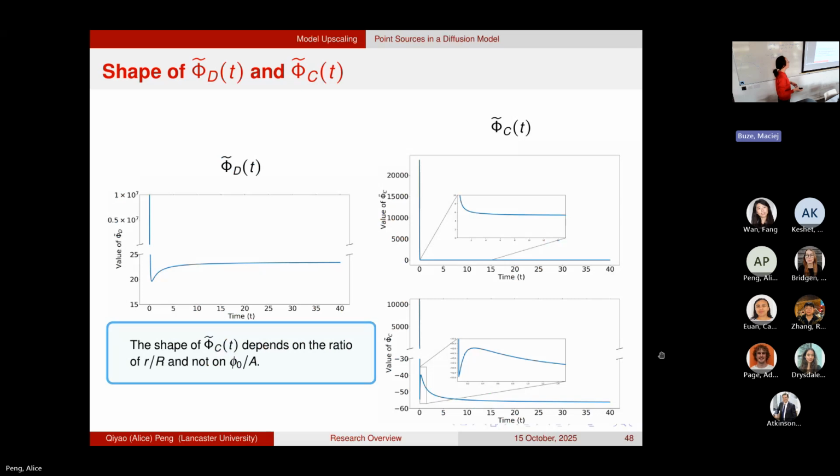For both of the Dirac sources, for sure the extra Dirac source needs to be a source, so it releases the compounds. But the center one can be a source or it can be a sink, which means it takes up the compounds instead of releasing them. And this depends on the distance between the two Dirac delta points.